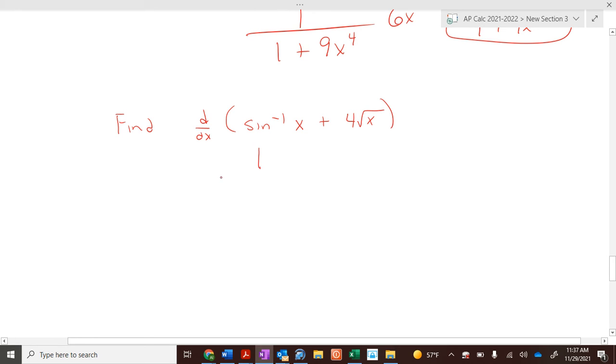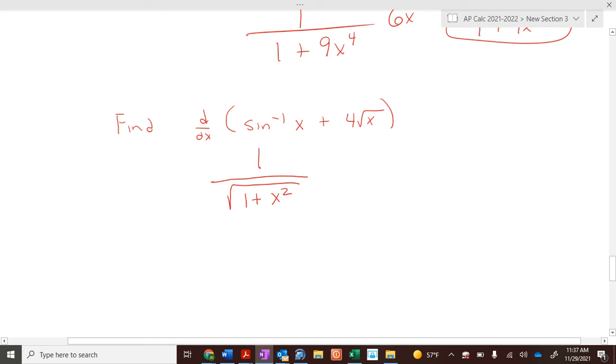Okay. When did we learn this? Square root of x is x to the negative one. Cosine. Yeah, because that's the arcsine. Nice. Inverse sine is the arcsine.